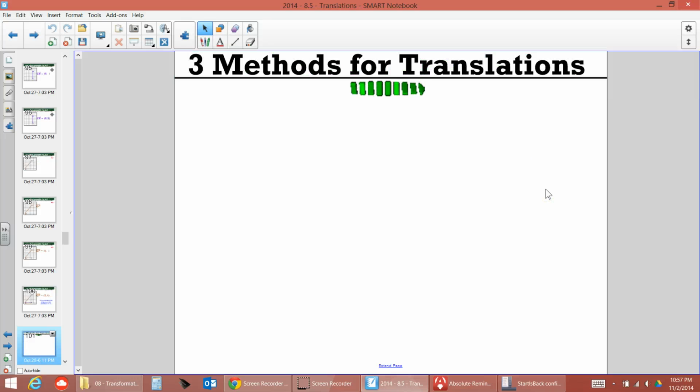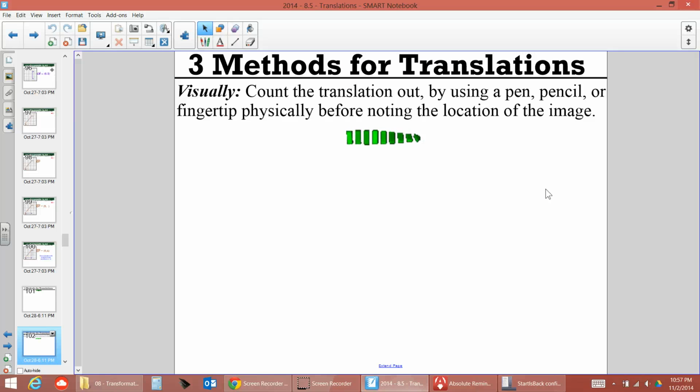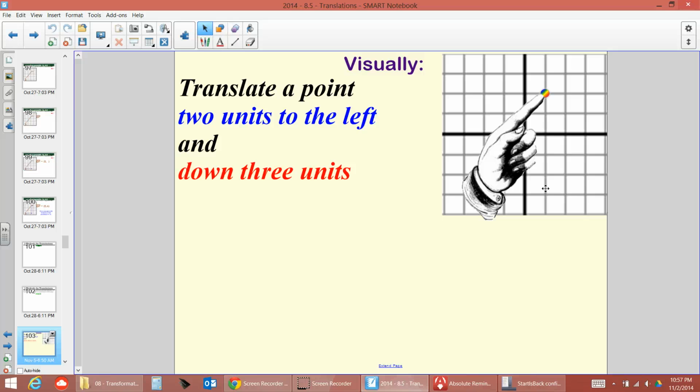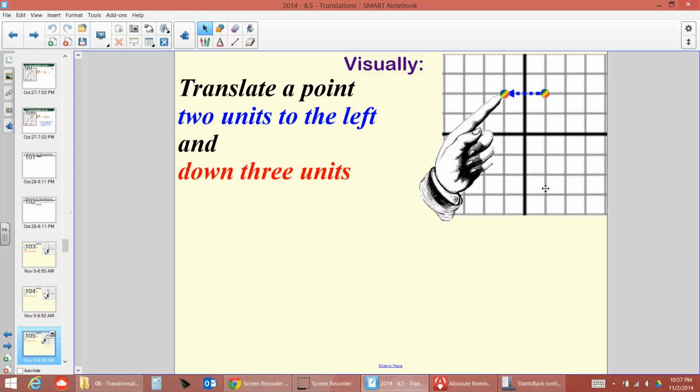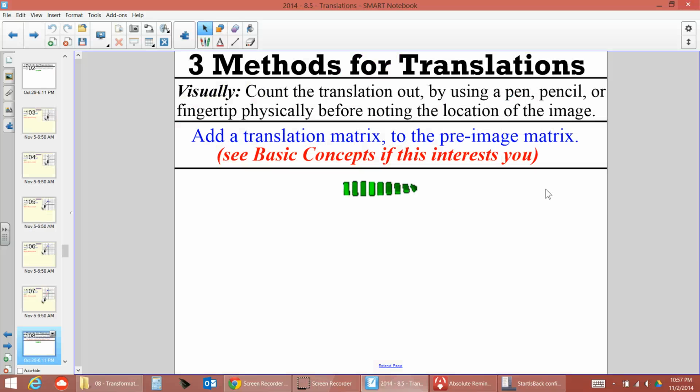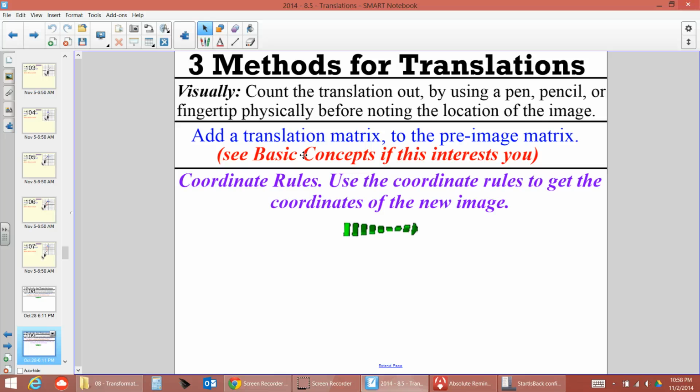All right, so there's 3 methods for translation. Visually, you can count the translation out by using a pen or a pencil, just counting 1, 2, 3, 4, 5. If it translates to the left, you just count to the left, count 3 units down, and there's my new point. If you wanted to add a translation matrix to the pre-image matrix, you would have to add it. You can look at the basic concepts if this interests you. Basically, you take your shape, your A, B, C, and you add or subtract based on what you're trying to work on.